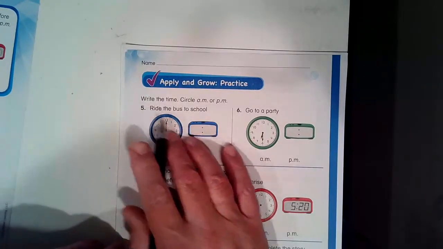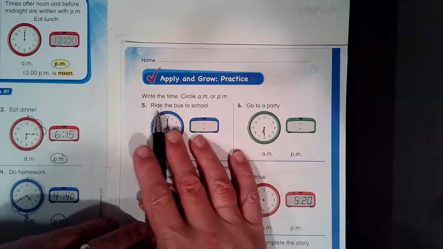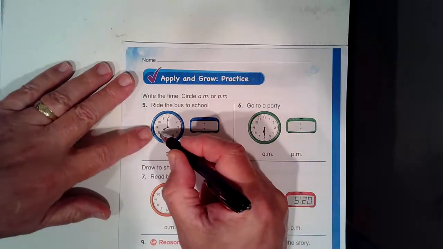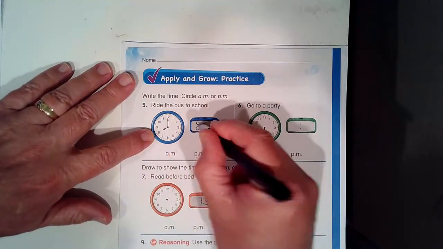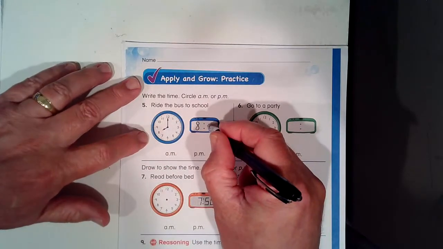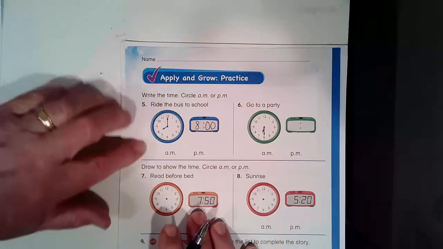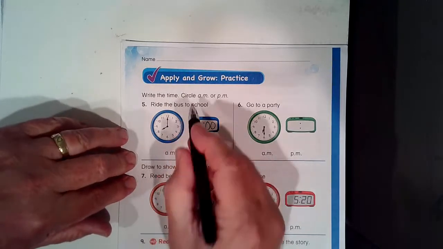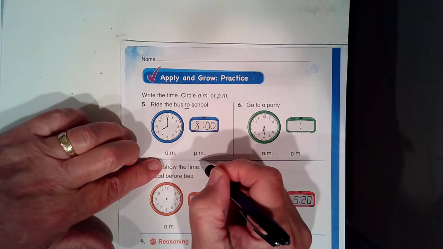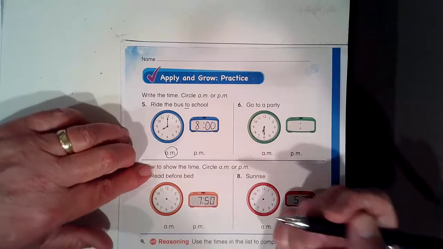Let's do this. Write the time, circle AM or PM, and here's what the activity is. Ride the bus to school. Let's see. Here is the hour hand right at the 8, and the minute hand is pointing right at the 12. That's just like saying o'clock. If we're going to school, is that going to be in the morning or in the PM at night? You were right, in the morning.